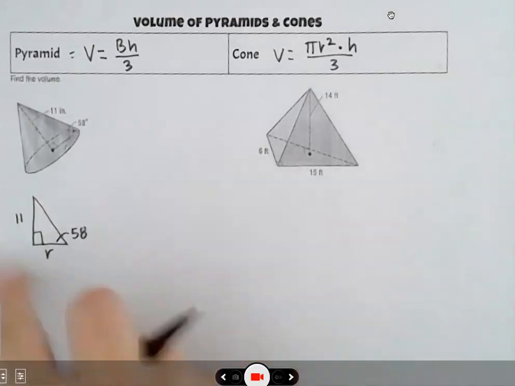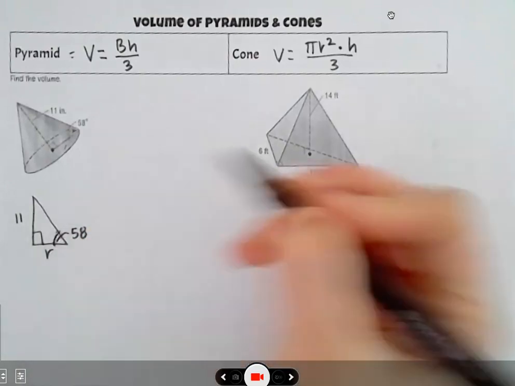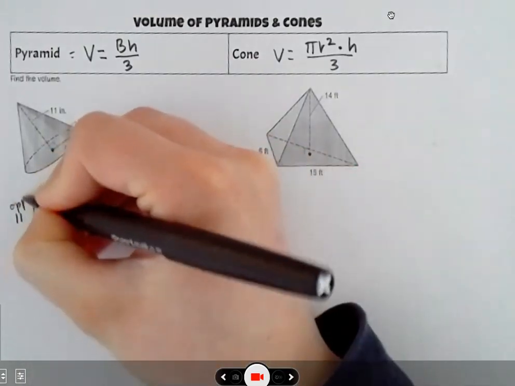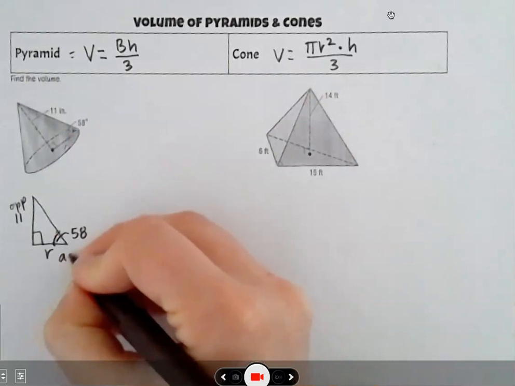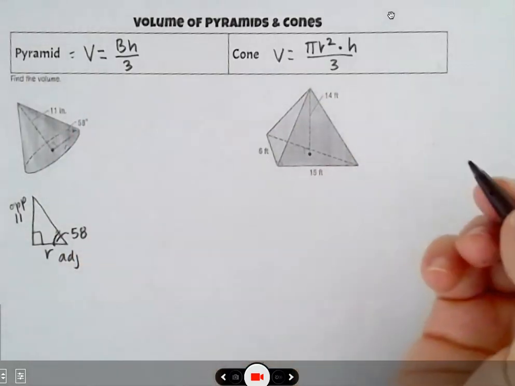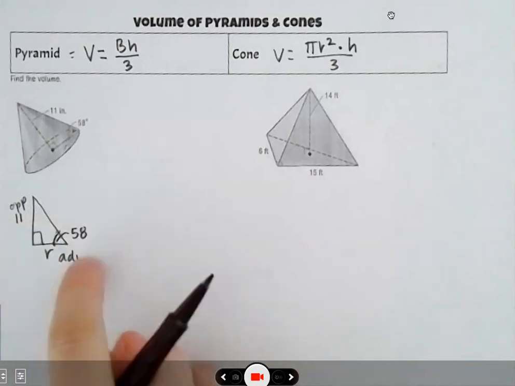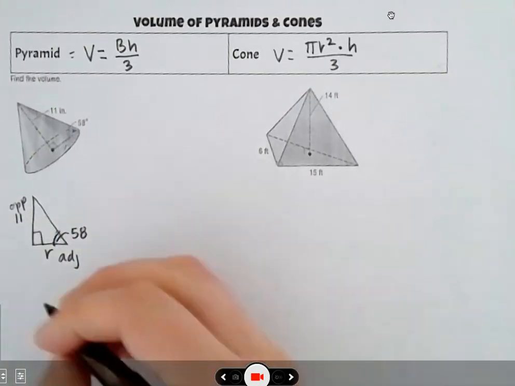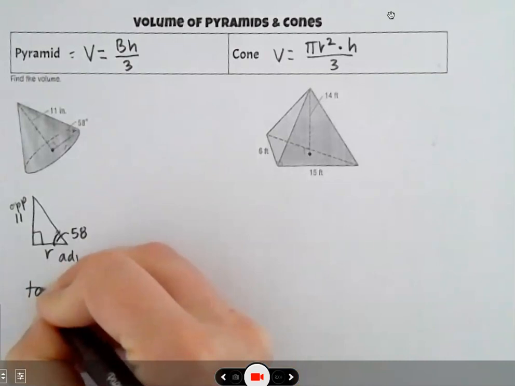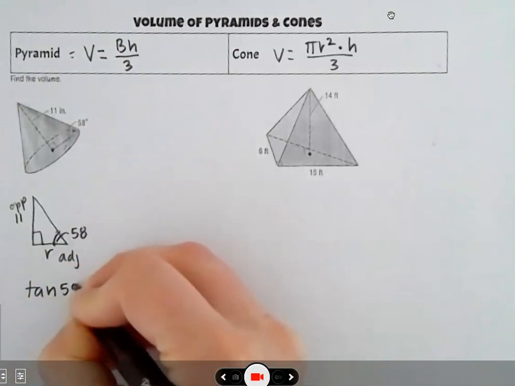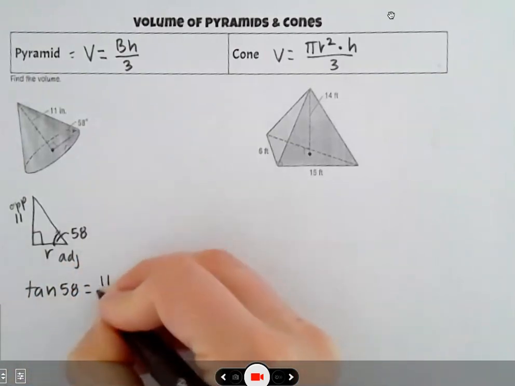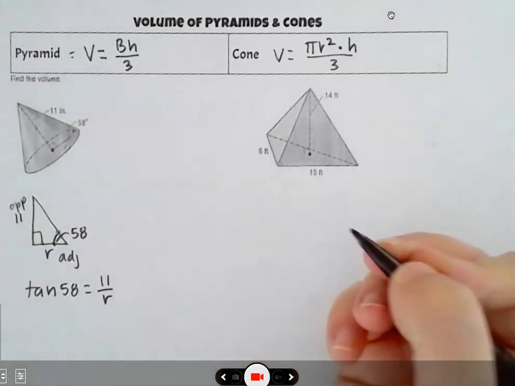We have to use trig here to solve this. So if I mark my angle, this is my opposite side, here's my adjacent, and now we can find it. So if we're trying to remember what trig function uses opposite and adjacent, that would be the tangent function. So tangent 58 equals 11 over r.